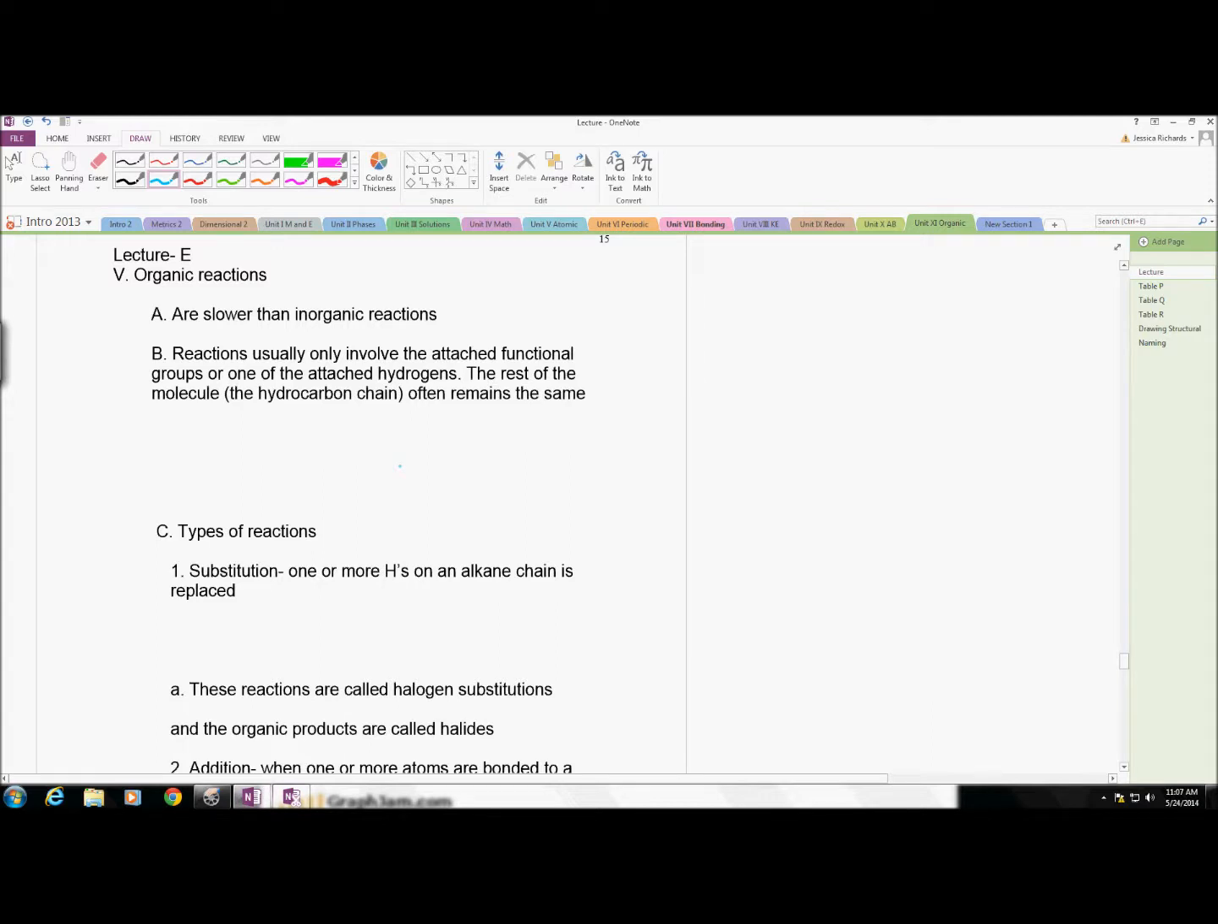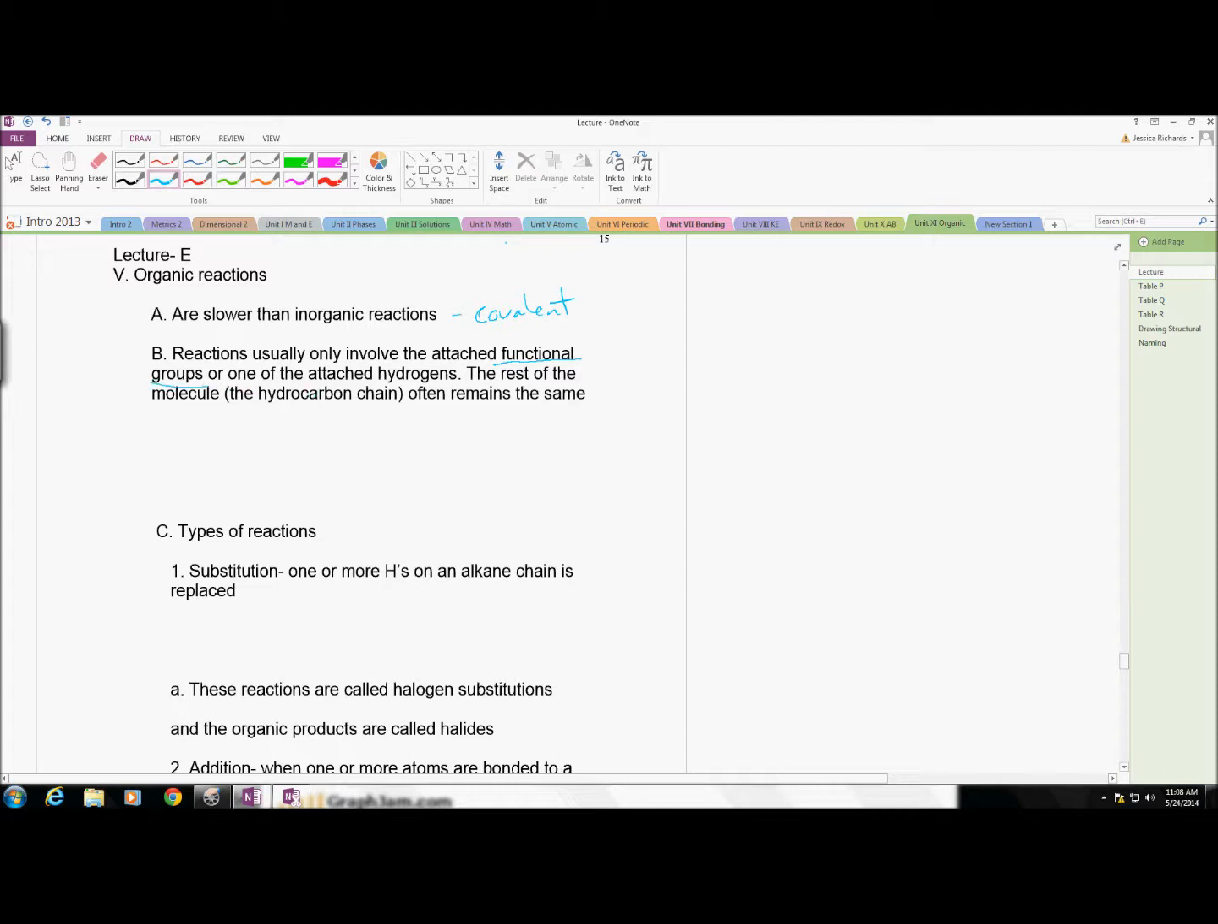Organic reactions are going to be slower than the inorganic reactions because we are breaking covalent bonds and reforming new ones, so it's going to take more energy. We tend to use pretty strong catalysts and heat to help that happen. We are changing the functional groups, not the carbon chain.